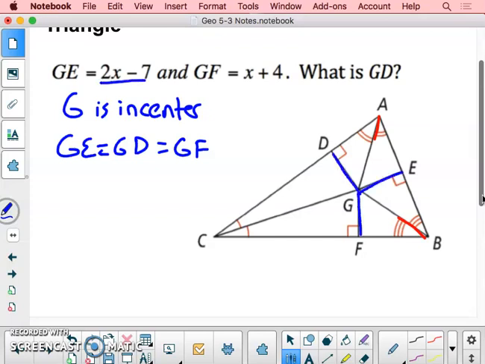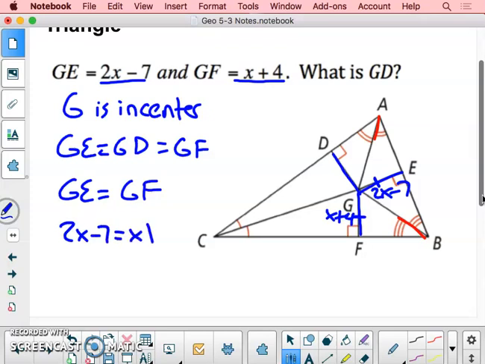I know that GE is 2x minus 7. I know that GF is x plus 4. Those two things have to be equal to each other if that's really the incenter, which I know it is. So I can set GE equal to GF, and I can say 2x minus 7 equals x plus 4, and that solves pretty quickly. Add 7 to both sides, subtract x from both sides. X is equal to 11.